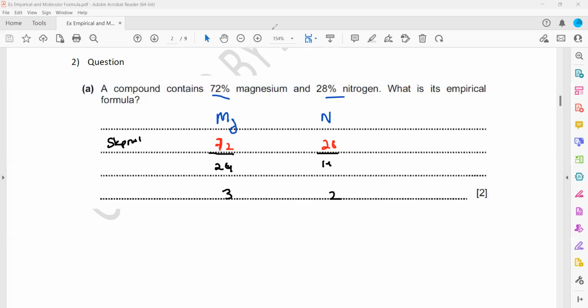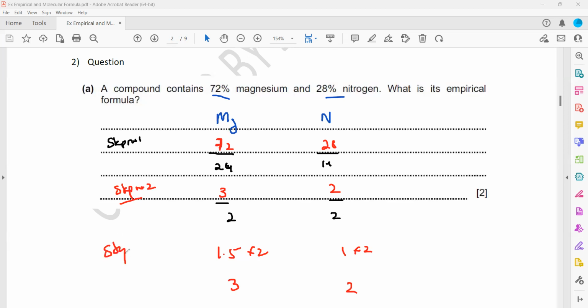What is step 2? Step 2 is divide by the smallest value in the combination. The smallest value is 2. So when we divide both of them by 2, this will give us 1.5 and this will be 1. Now, 1.5, you cannot just round it off. So what you do is multiply by a certain number so that all become whole numbers. Usually when it is 1.5, 2.5, 3.5, we multiply all of them by 2. So this will be 3, and this will be 2.